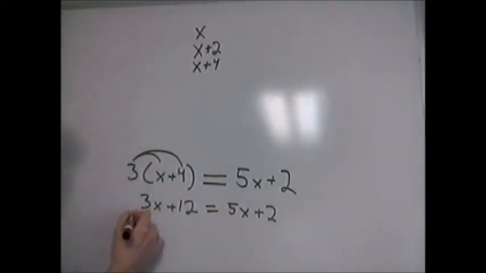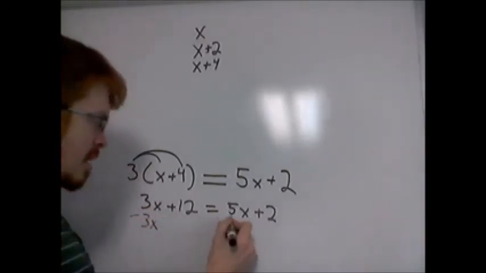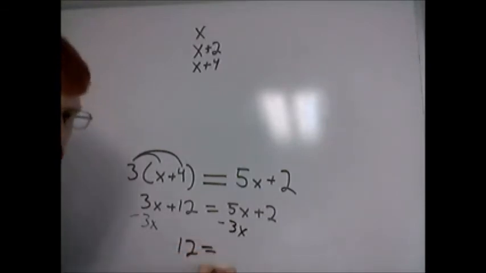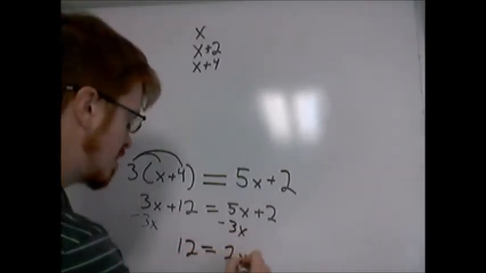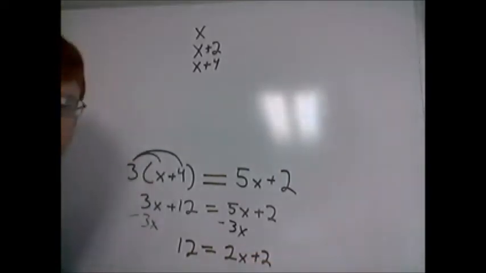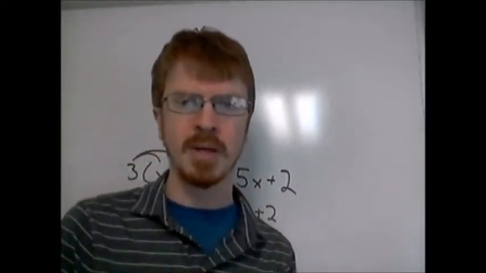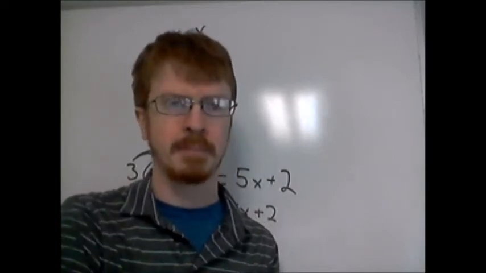So we subtract 3 from both sides. Take 3 away from this side, take 3 away from this side. That gives us 12 equals 2x plus 2. All right, that's where we're at there. Now, I'm going to rearrange the board a little bit, and then I'll be right back.